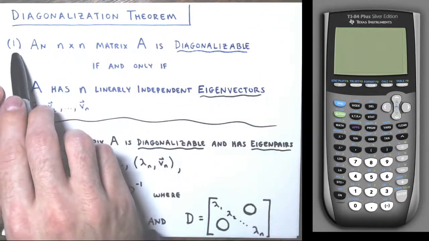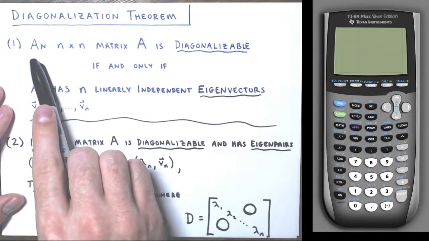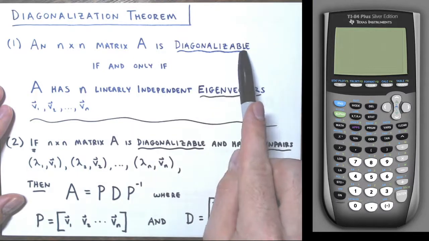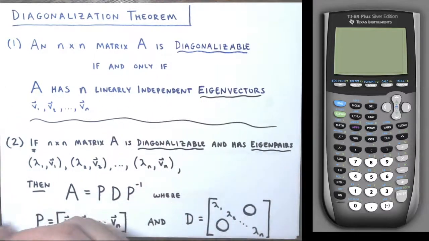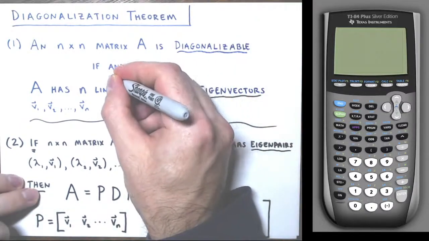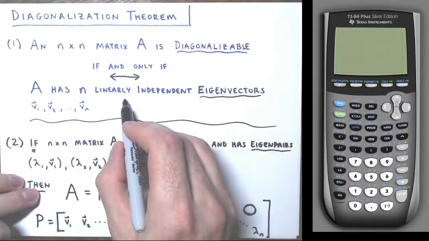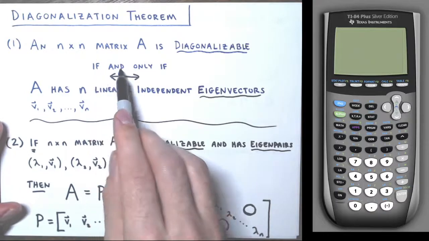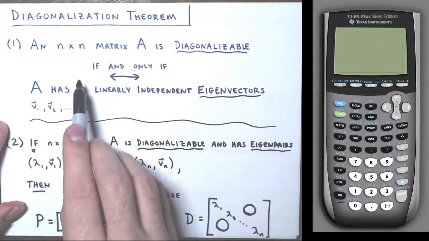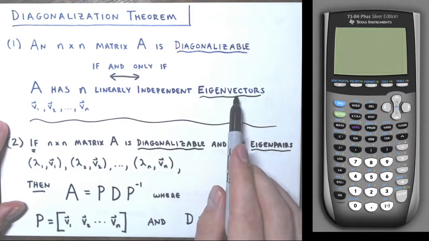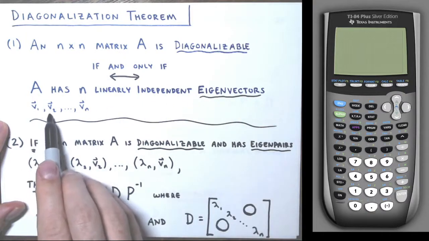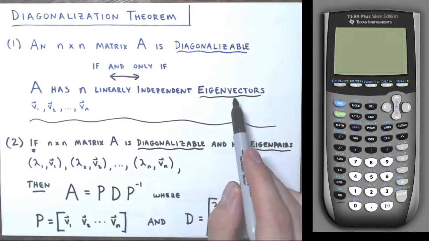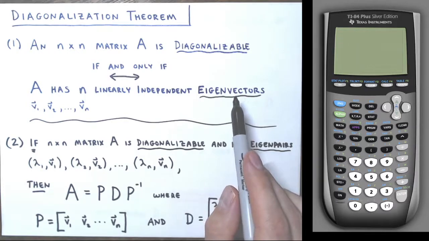Alright, so part 1. An n by n matrix A is diagonalizable if and only if. Remember, this means it goes in both directions. If this, then this, or if this, then this, going backwards, doing the converse. If and only if A has n linearly independent eigenvectors, which I'll call v1 through vn, vector 1 through vector n. Again, I'm assuming here you know what eigenvectors of a matrix are.